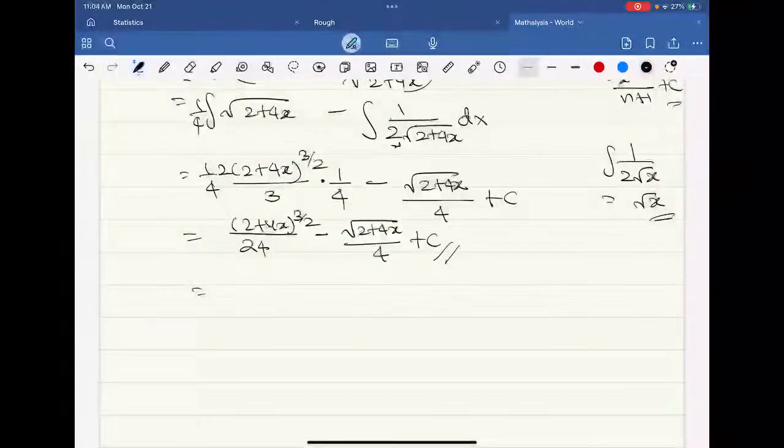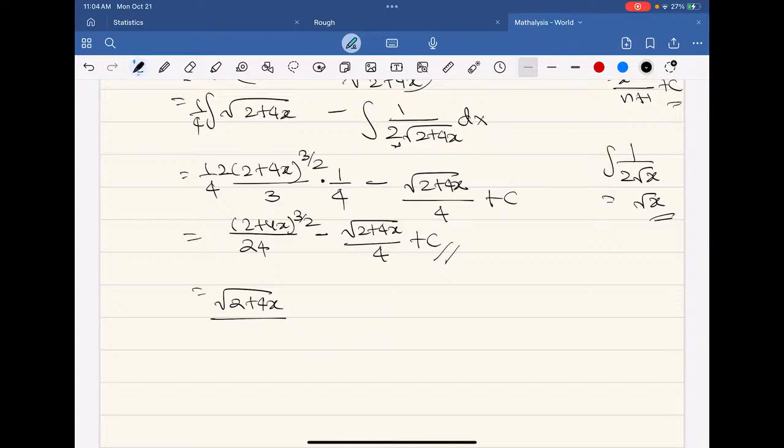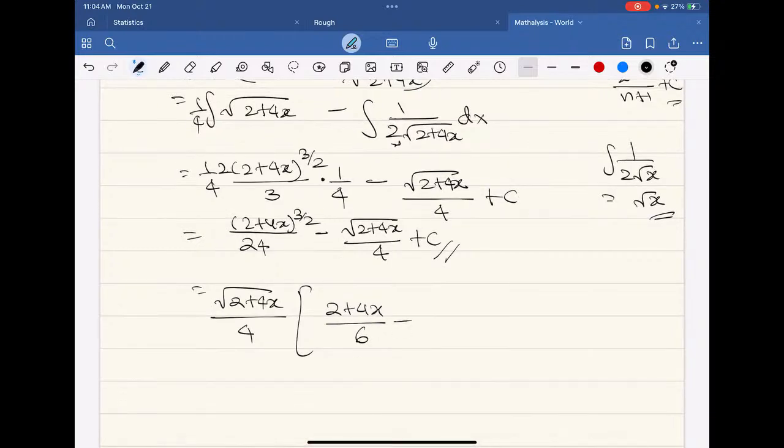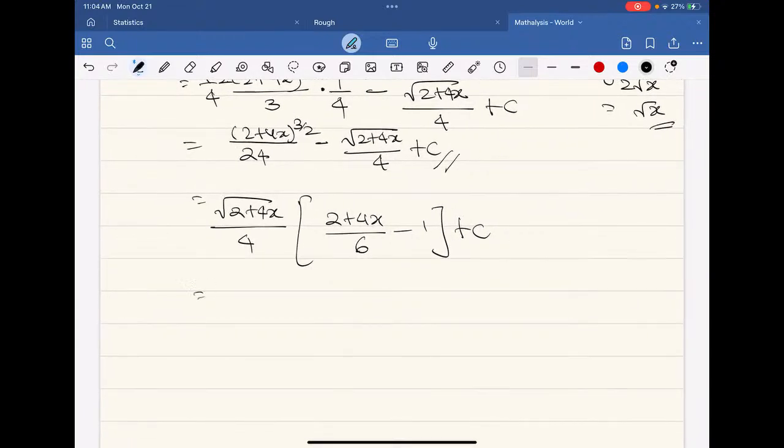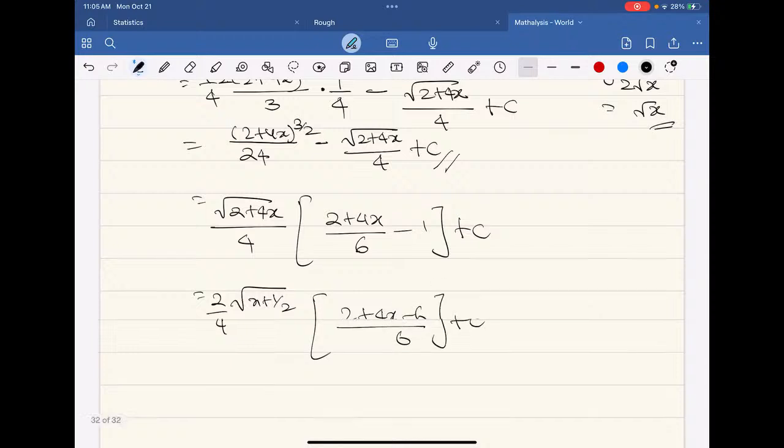Now let me try to take square root of 2 plus 4x common, divided by 4. Now that will make it just 2 plus 4x divided by 6, minus 1 plus c. And now that will be square root of, if I take 4 common, that will be 2 by 4 x plus half, and then this will be 2 plus 4x minus 6 divided by 6 plus c, right?